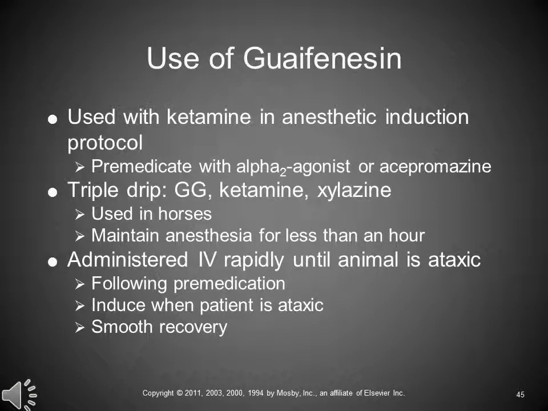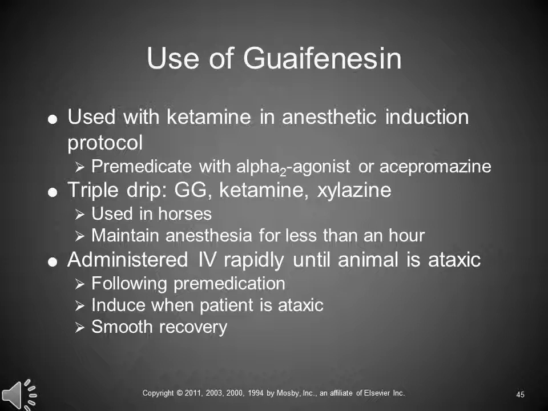We commonly will use GG with ketamine in anesthetic inductions. We will almost always, particularly in horses, pre-medicate with an alpha-2 agonist like Rompun or acepromazine, or maybe both in some cases. And then we will give this IV, and it produces excellent anesthesia and muscle relaxation.